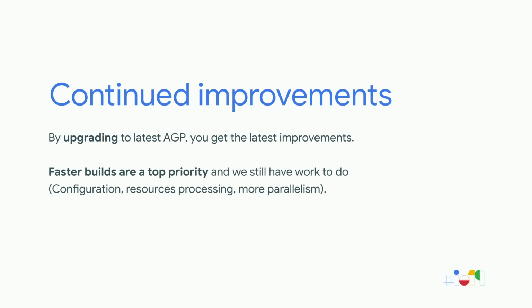So hopefully all those graphs show you that we are working very hard to keep improving build speed and help you get more productive. And the first and best tip to get your build speed down is to upgrade to the latest Android Gradle plugin version. But we know we still have a lot of work to do, mainly around configuration time, resource processing, especially, as I mentioned, on those projects with lots and lots of modules, and continue to improve parallelism.